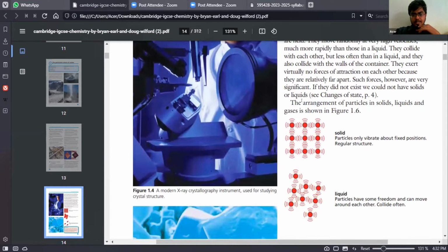Here in this diagram, you can see that they are trying to move. They are vibrating. Solid particles regularly vibrate about fixed positions in a regular structure. But as we move down to liquids, they have much more space to move around. Particles have some freedom and can move around each other, and they even collide.